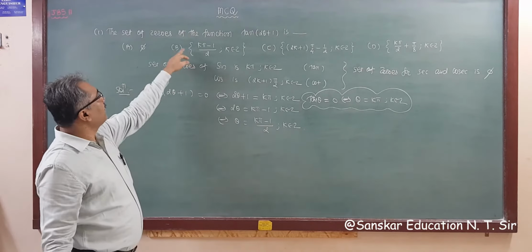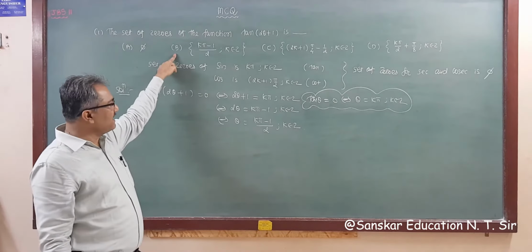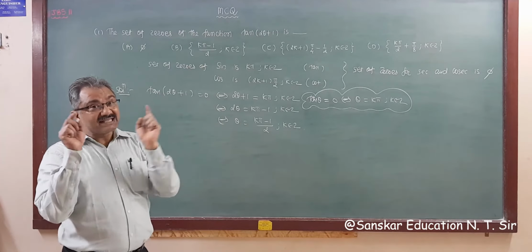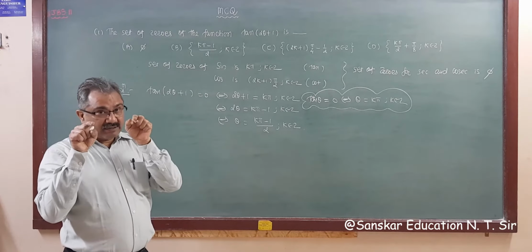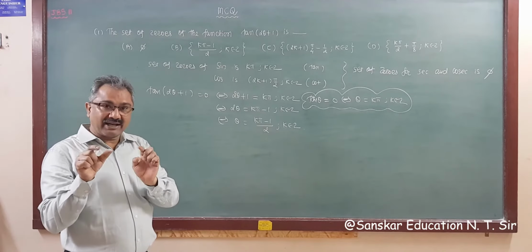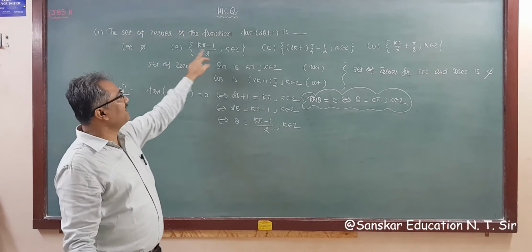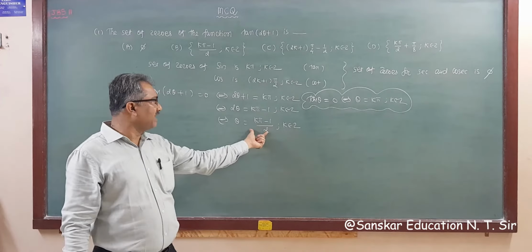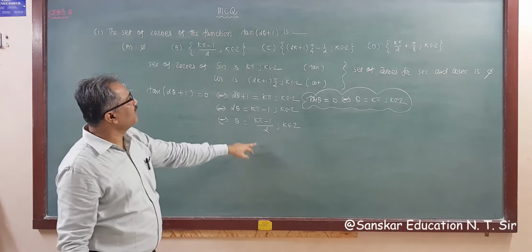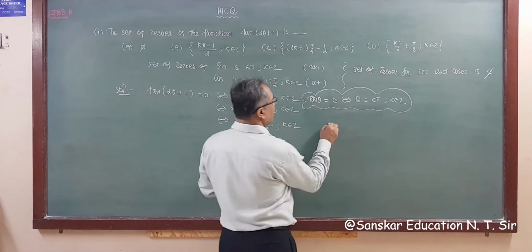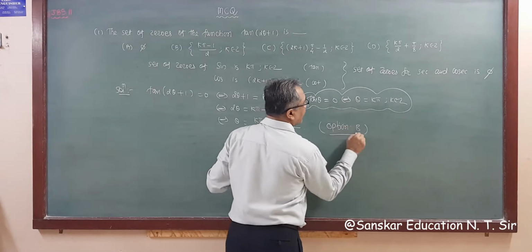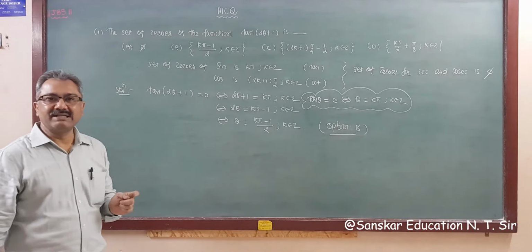So I think option B is the proper answer, because for the set of zeros you have to write a set. Set means you have to write in curly brackets, that is the set bracket, (k pi minus 1) by 2. This is your answer, k belongs to Z. So option B is your correct answer, right?